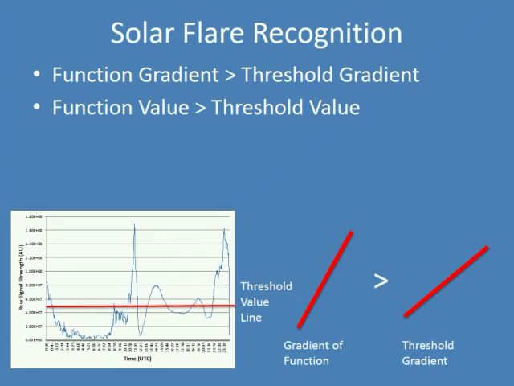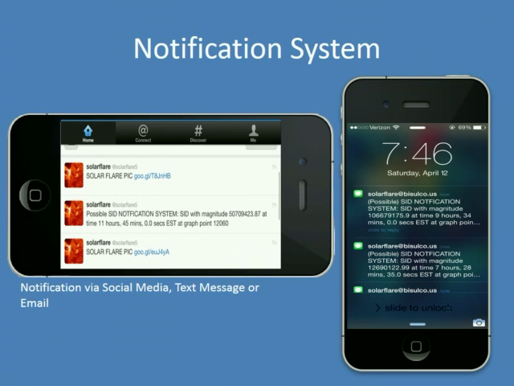In addition to this gradient, I also used a threshold value. So if the function value in the plot was greater than the threshold value, and the function gradient was greater than the threshold gradient, with these two conditions, I would trigger a notification. I had two notification systems: a Twitter-based platform and a text messaging-based platform. Both were able to relay the information with plots, data, and different signals that you would need to determine whether to take action against this flare.